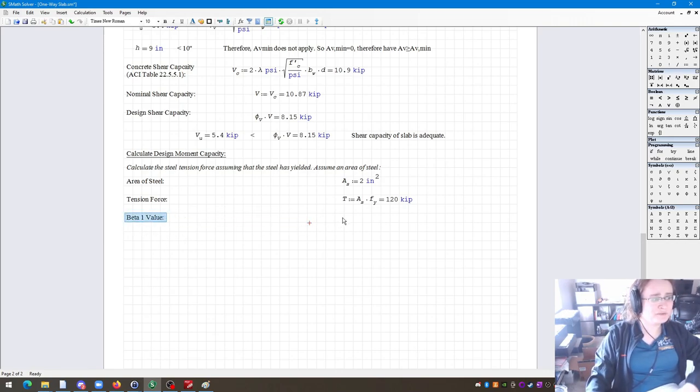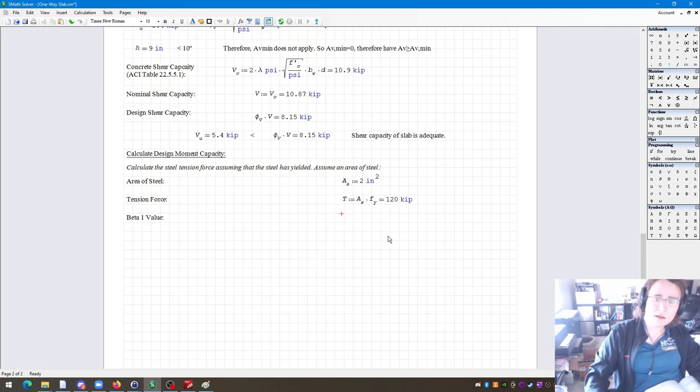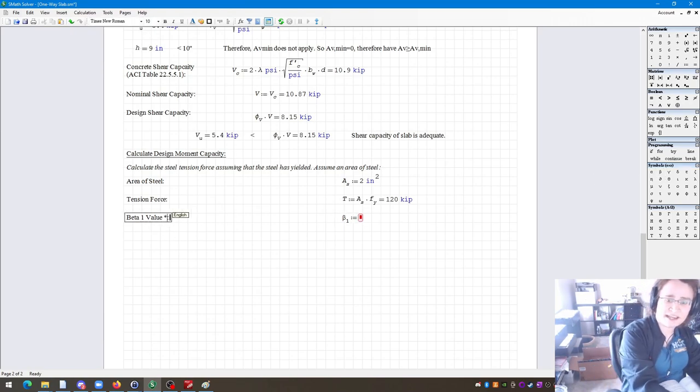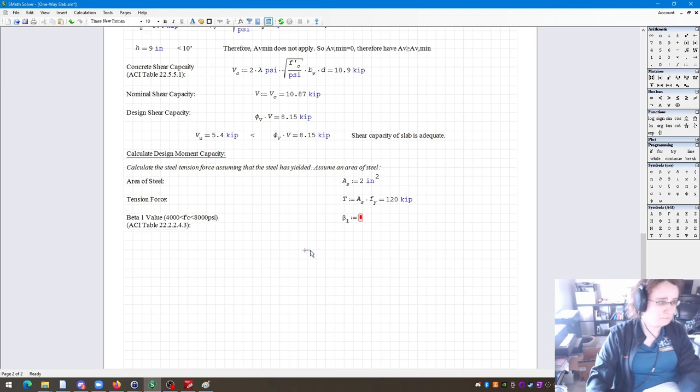Again, beta 1 is going to be the ratio between our neutral axis depth and our Whitney stress block depth. Beta 1 equals, and also let's note this is for the case of 4,000 is less than f'c, is less than 8,000 psi. And this is ACI table 22.2.2.4.3.